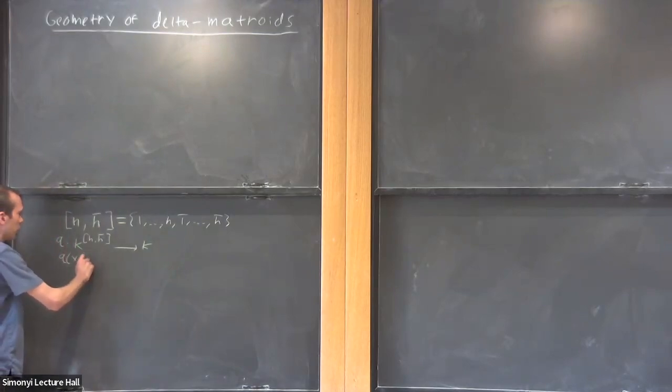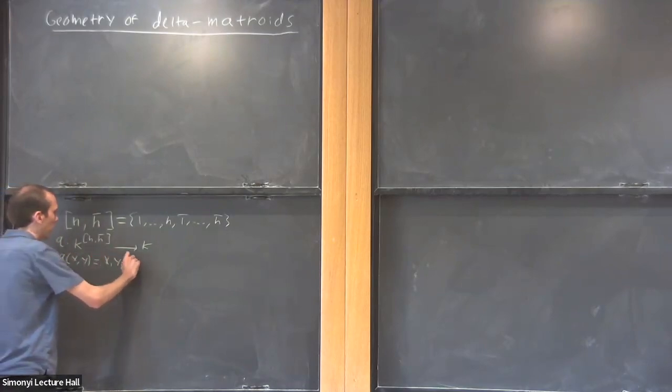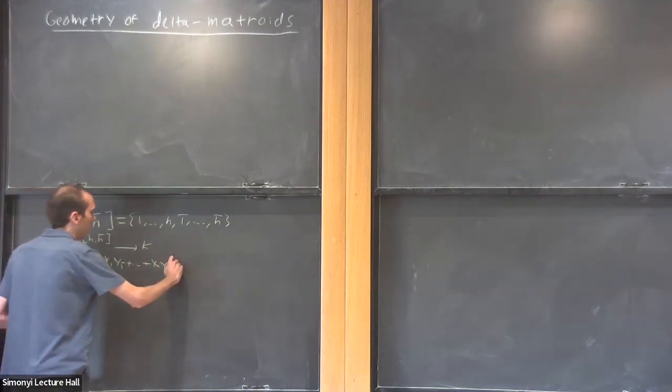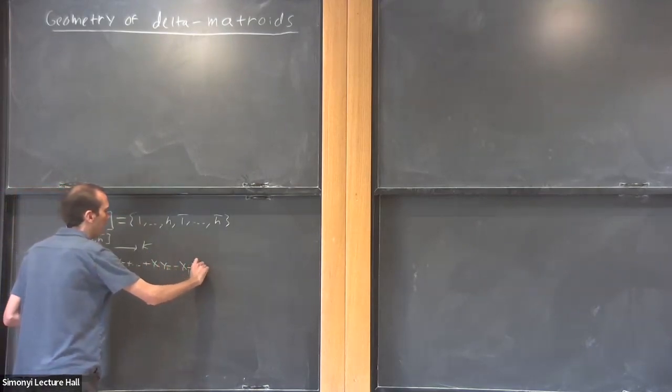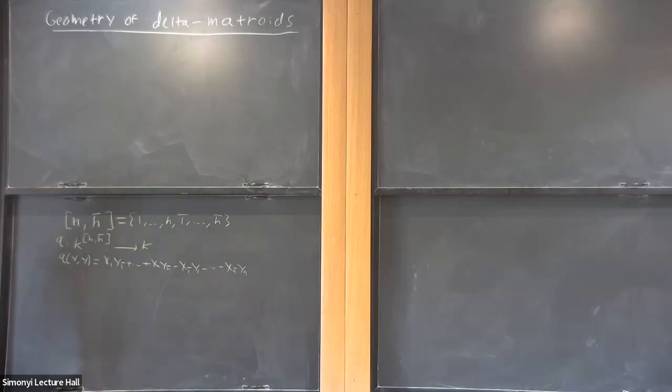So Q of two vectors x, y is equal to x1 y1 bar plus ... plus xn yn bar minus x1 bar y1 minus ... minus xn bar yn. Okay, so this is a non-degenerate bilinear form, which is skew-symmetric. So it's non-degenerate even in characteristic two.